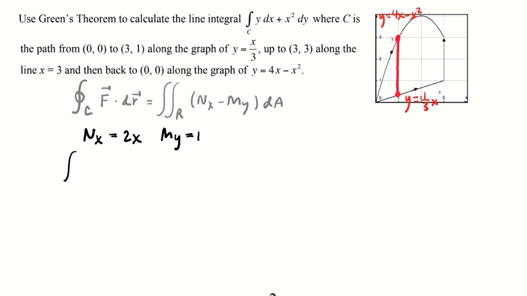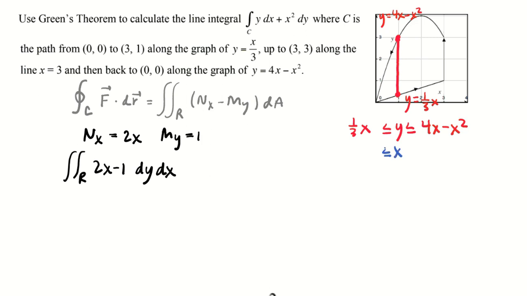So I'm going to be computing the double integral over region R of 2x minus 1 dA, but I know it's going to be dy and then dx. To be most specific, I'm going to say y is between 1/3 x and 4x minus x squared. I'm going to say x will run from 0 to 3. And these will become my bounds of integration. So on the outside, it's going to be x. The number is always on the outside. And then on the inside will be my y's. That'll be from 1/3 x to 4x minus x squared.